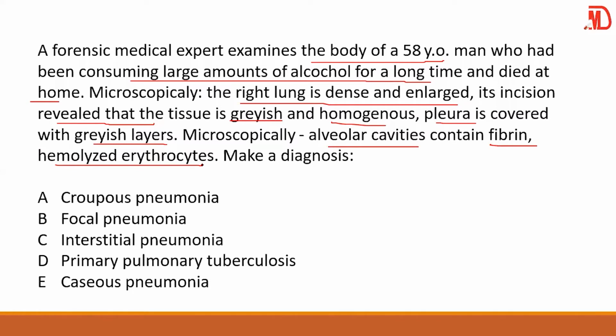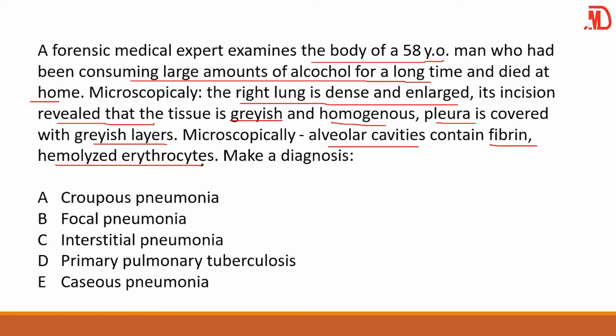Again, we are thinking of this as lobar or croupous pneumonia. And usually it has an acute progression. Now, there are 4 stages of croupous pneumonia. So let's look at it one after the other. The first stage is called the stage of congestion. So congestion in the first 24 hours.